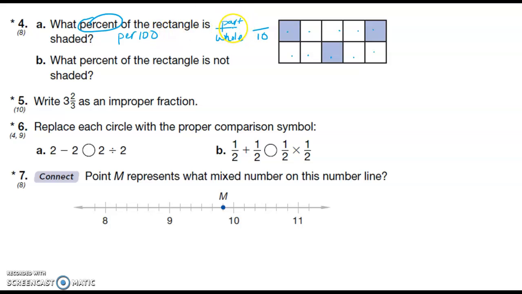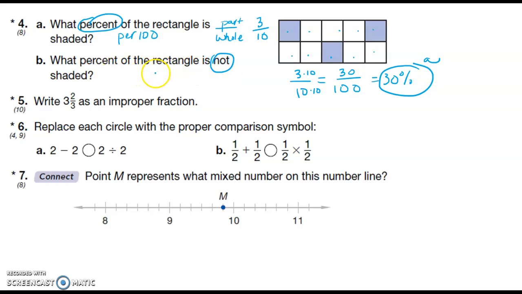And then how many shaded? So I have 1, 2, 3. So I have 3/10. And what I can do is I can say, all right, 3/10 is equal to what over 100? What do I have to multiply 10 by to get 100? And I multiply by 10. That makes this 30, which is 30%. And that's A.